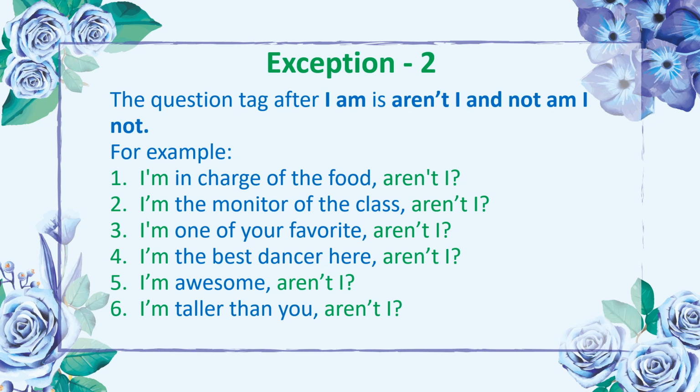I'm in charge of the food, aren't I? I'm the monitor of the class, aren't I? I'm one of your favorite, aren't I? I'm the best dancer here, aren't I? I'm awesome, aren't I? I'm taller than you, aren't I? So all the sentences that begin with I am, I'm, will have the question tag as aren't I. That's an exception that you have to remember.